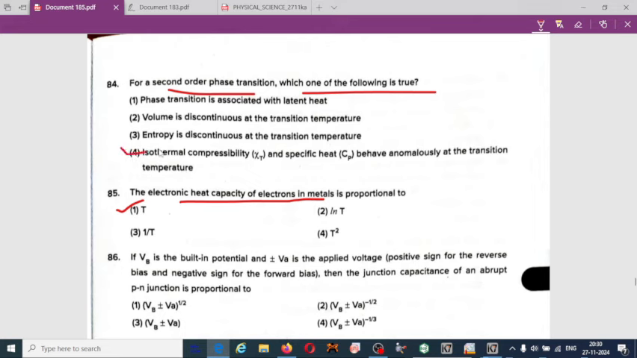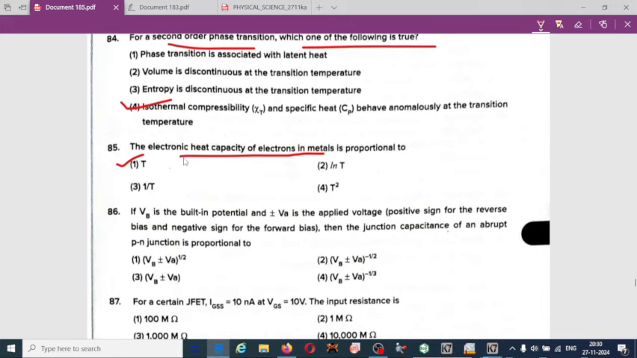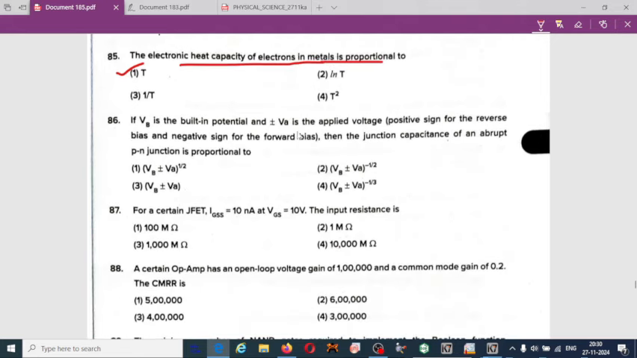For a second order phase transition, which one of the following is true? The fourth one, isothermal compressibility and specific heat behave anomalously at transition temperature. Electronic heat capacity of electrons in metals is proportional to T. You can read this question, and the correct answer is 2, Vb plus or minus Va to the power minus 1 by 2.